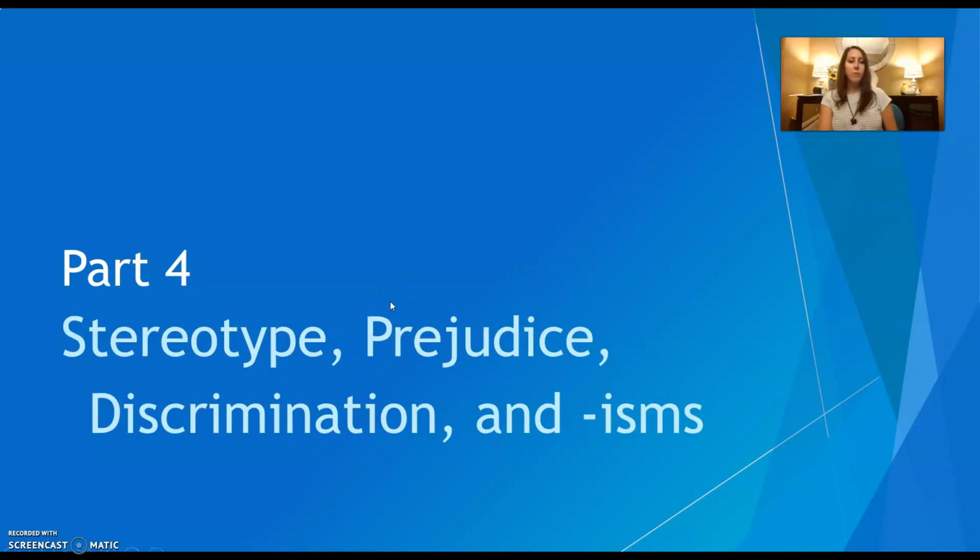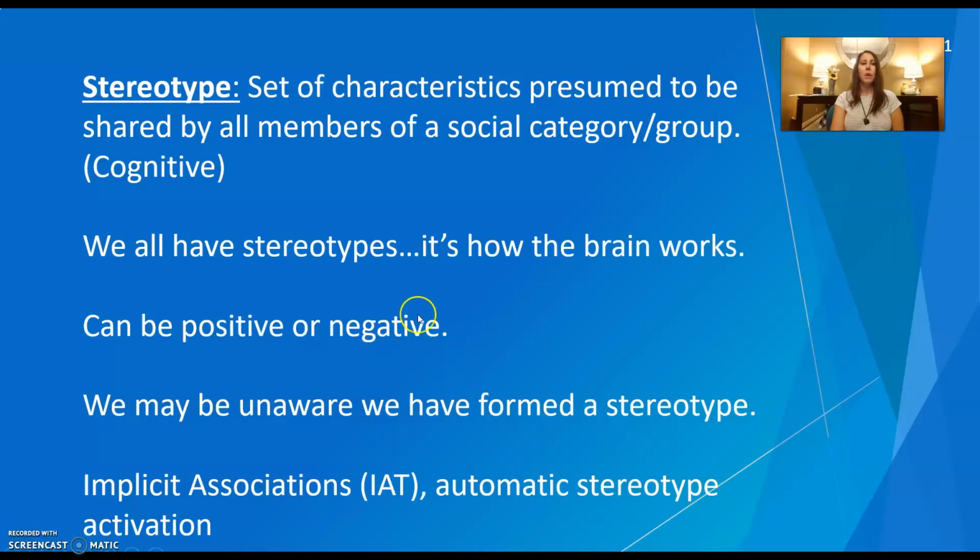So the last part, part 4, is stereotype, prejudice, discrimination, and all of those isms. So a stereotype. A stereotype is a set of characteristics that are presumed to be shared by all members of a social category or group. Remember how we talked about that attitudes have a cognitive component, an emotional component, and a behavioral component. A stereotype is that cognitive component. I'm assuming that all members of a social category share this particular characteristic.